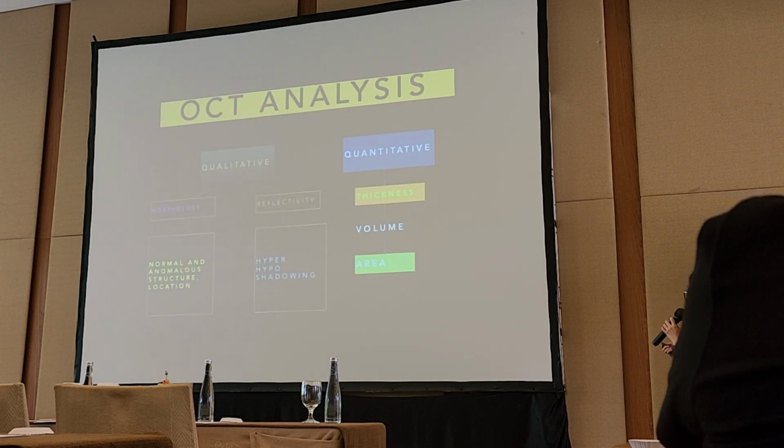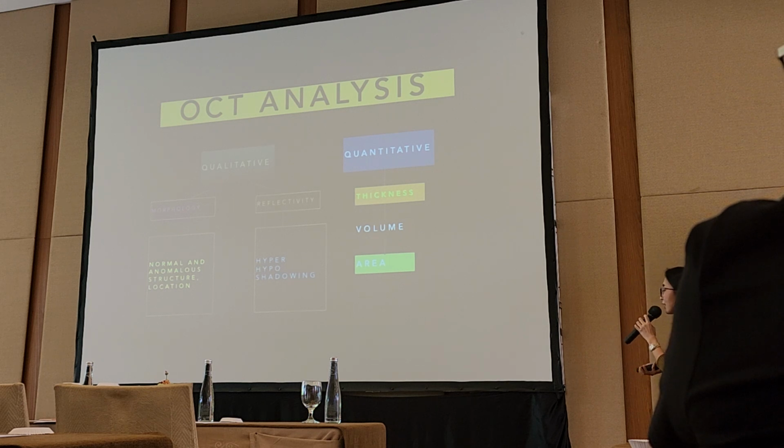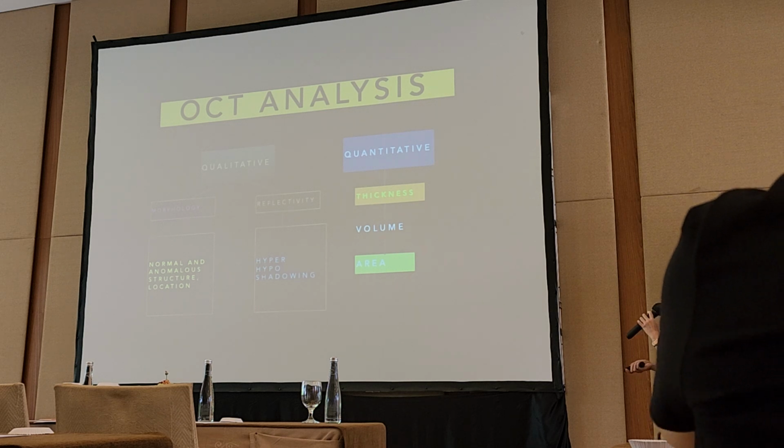The OCT analysis offers qualitative and quantitative measures. Qualitative, you can see the morphology, whether it's a normal or anomalous structure, and where's the location. The reflectivity, we can see there's a hyperreflective, and shadowing or increased transmission. And the quantitative analysis, you can see numbers. So thickness, volumes, or areas of the abnormality in the retina.